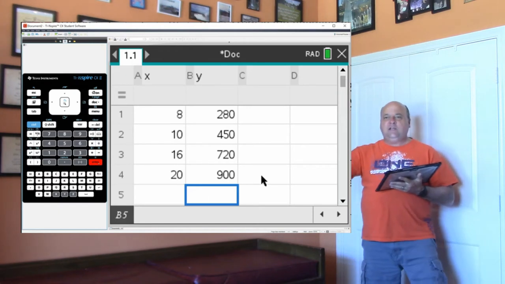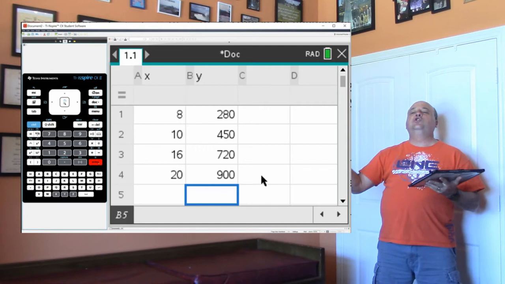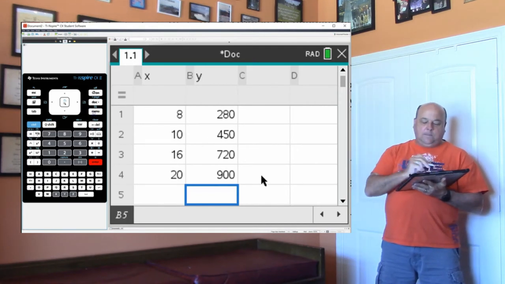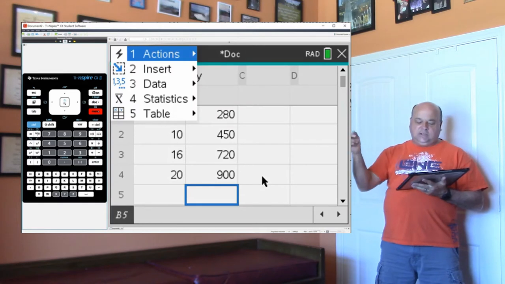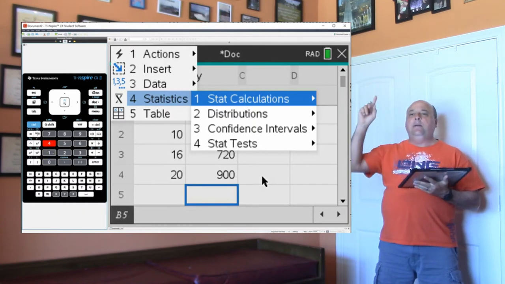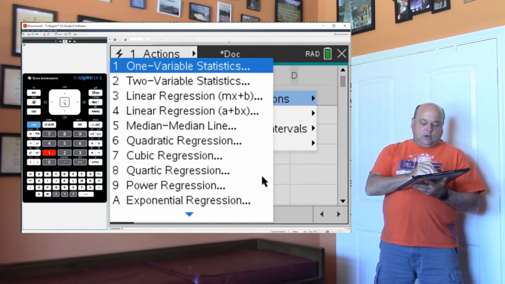Then this is where you have to hit all these buttons, okay? Make sure you're paying attention. This is a super duper easy way, if they give you a table, to get the equation. So you're going to hit menu. Remember, we want to do stats, which is 4. Then we want to run a stat calculation, which is 1. And then remember, we wanted mx plus b, which is 3, the linear regression.